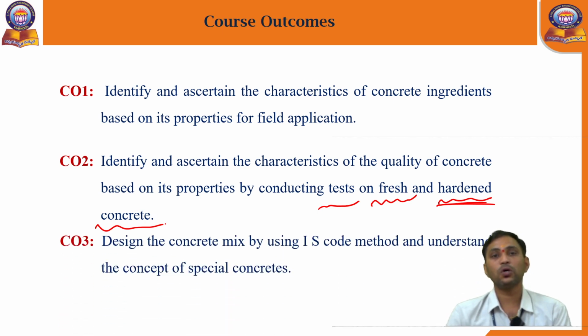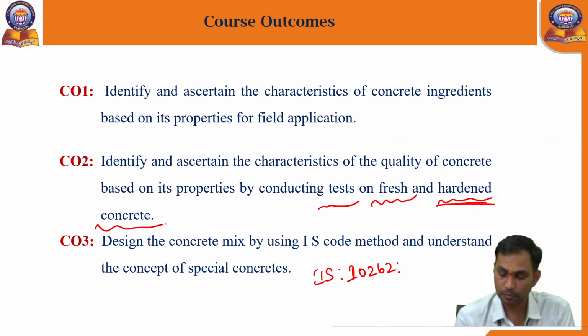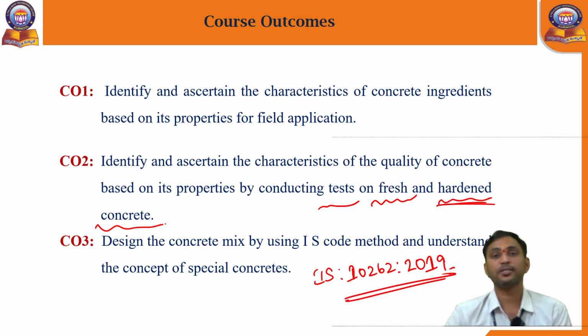Coming to the course outcome 3, design the concrete mix by using the Indian standard code method. There is an IS code book, IS 10262:2019. Referring to this IS code book, the student has to fix the concrete mix proportions. There are different mix proportions, and according to that we are going to prepare this concrete mix.